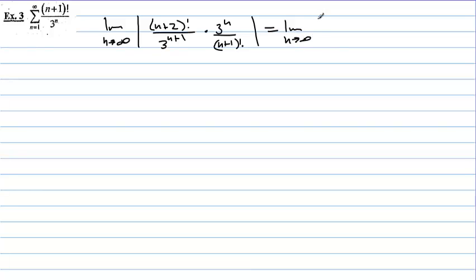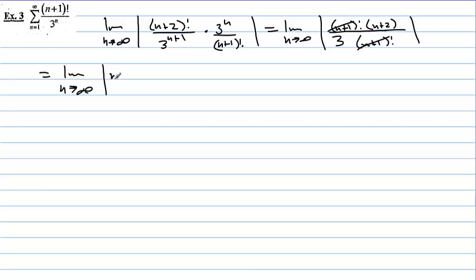Limit as n approaches infinity, the absolute value of, when we subtract these two, now there's 1 extra in the denominator instead of the numerator, so that puts 3 in the denominator. On top we'll have (n plus 1) factorial, but then times n plus 2, and that'll be over (n plus 1) factorial. That's equal to the limit as n approaches infinity of, let's see, the n plus 1 factorials will cancel out, and we're left with the absolute value of (n plus 2) over 3.